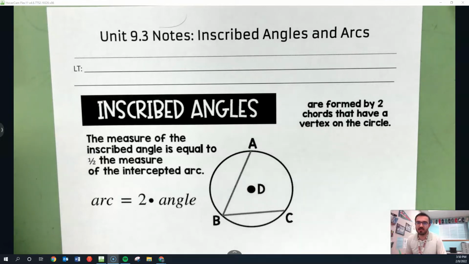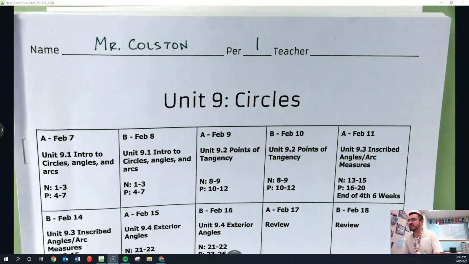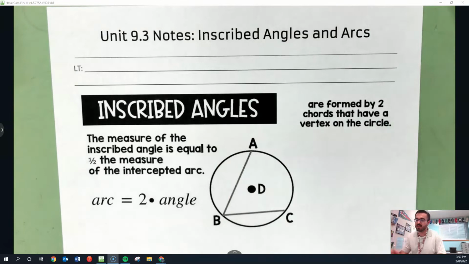Hopefully I don't sound too much like Squidward in this video, but we are in this packet, Unit 9. We're on page 13. We're going to do 13 through 15.